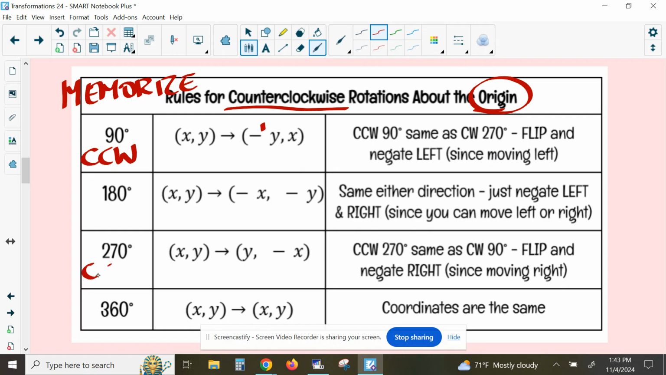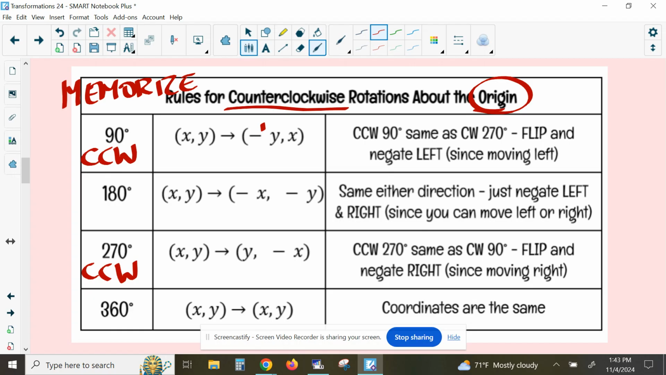This is counterclockwise. What about 360? Does 360 matter? All the way around means all the way around. You're back where you started. So would it matter if I turn this way or that way? No, I'm going to end up in the exact same spot when I'm done.